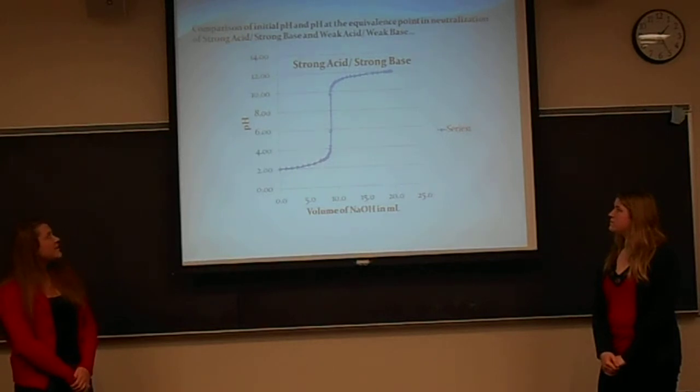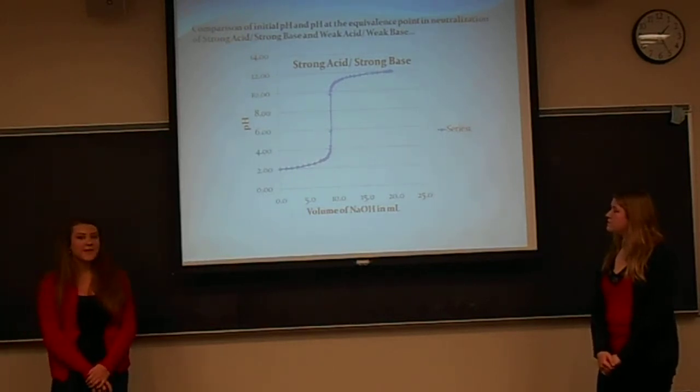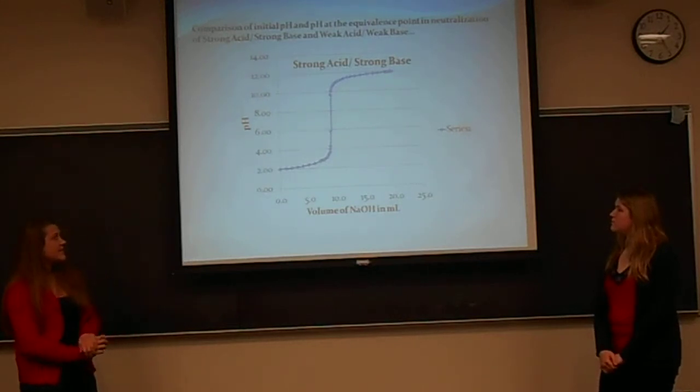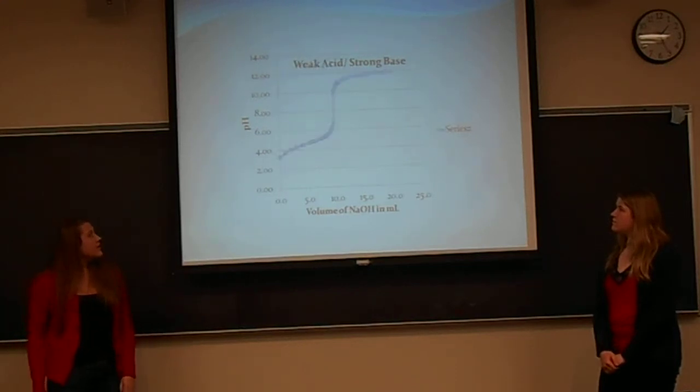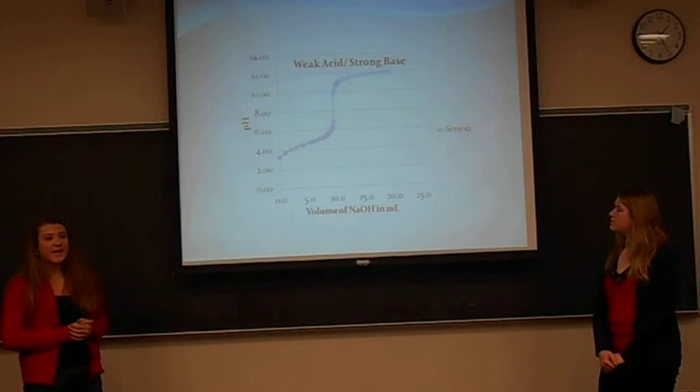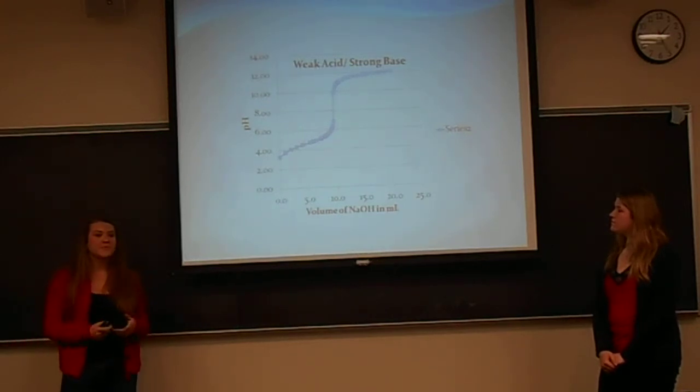To compare the initial pH and the pH at the equivalence point of the strong acid, strong base, and weak acid, strong base: as you can see, for the strong acid, strong base, at the equivalence point the pH is 7, and the initial pH is lower, at 2. And on the weak acid, the initial pH is higher, and so is the equivalence point. And that agrees with the general pH profile.